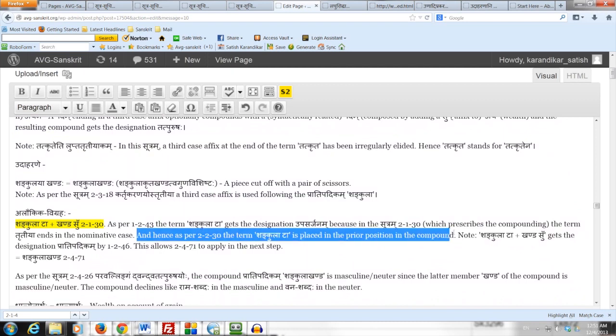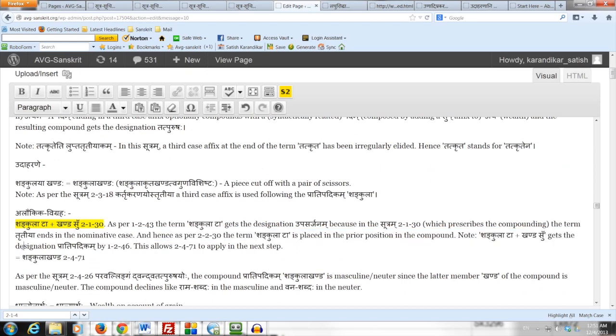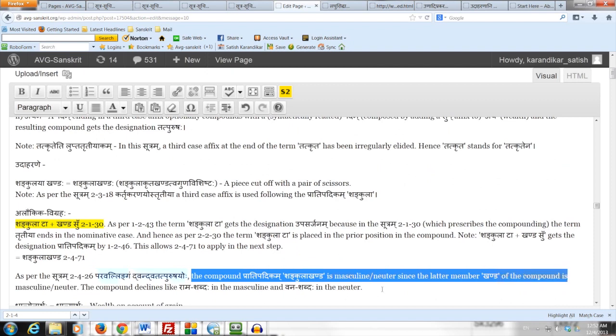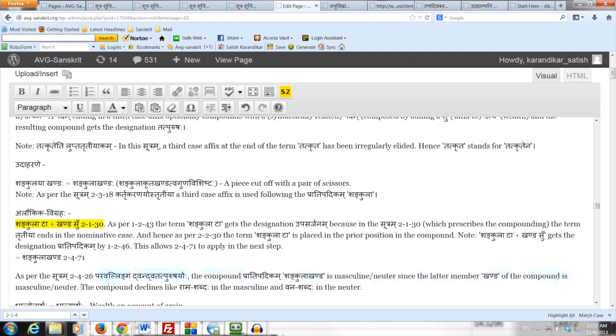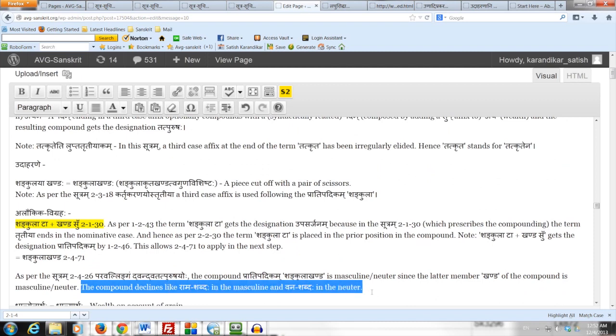Now Shankula Ta Khanda Su gets the designation Pradipadikam by 1.2.46 Krit Tadita Samasascha, because we have formed a compound. And then by 2.4.71 Supo Dhatu Pradipadikayoho, we remove the sup affixes Ta and Su, which are inside the compound Pradipadikam, to get the final form Shankula Khanda. Now as per the Sutram Paravallingan Dvandva Tat Purushayoho, the compound Pradipadikam Shankula Khanda is masculine or neuter. Since the latter member Khanda of the compound is masculine or neuter, the compound declines like Rama Shabdaha in the masculine and Vana Shabdaha in the neuter.